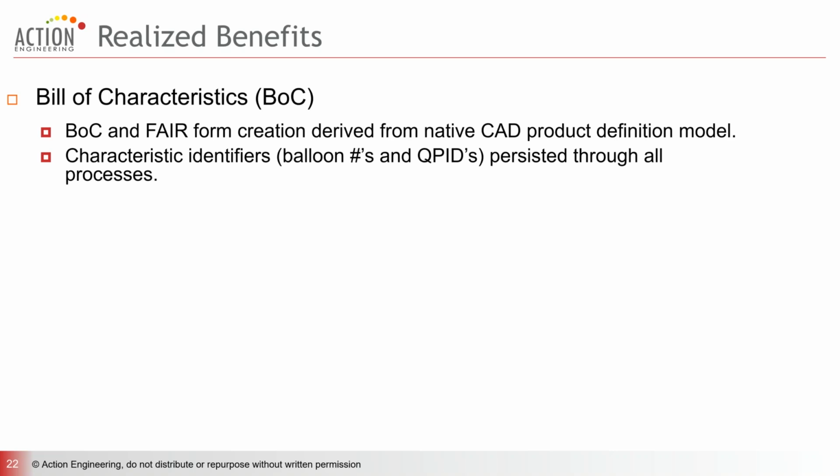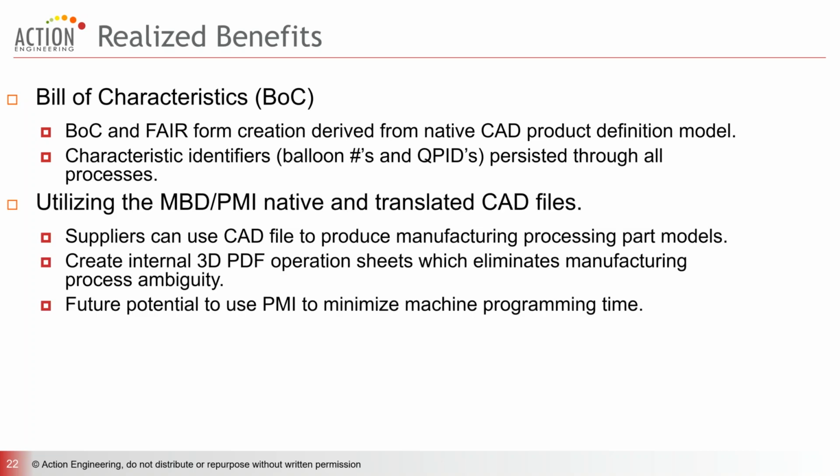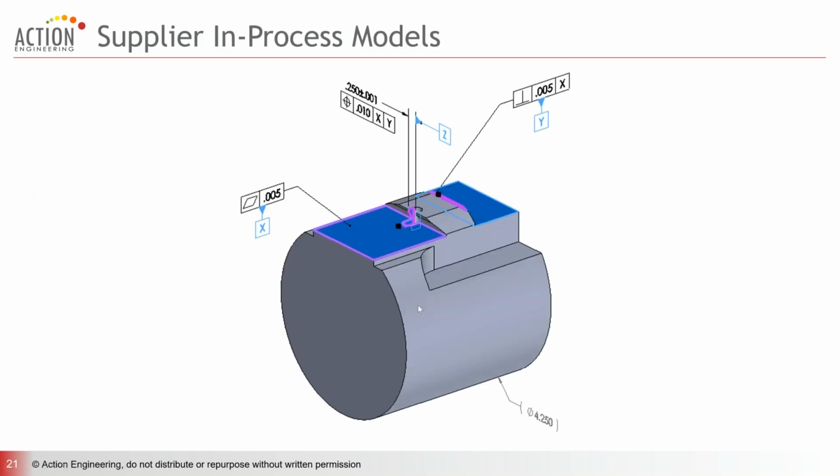So what were the realized benefits here? At a high level, the automatic generation of a bill of characteristics and populating a first article inspection form directly from the CAD product definition model was a huge time saver. The characteristic identifiers then persisted through all of the subsequent processes. By utilizing MBE and the annotations, I say PMI here, that means product and manufacturing information. I apologize, I probably should have introduced that term earlier, but that's an industry standard term for those annotations that are associated to the geometry. By utilizing that, the suppliers were able to use the CAD file to actually produce their manufacturing processing parts. I didn't really mention it on this previous slide, but embedded in here is the actual OEM's product model. And so they designed their in-process models around, and by referencing, the OEM's model.